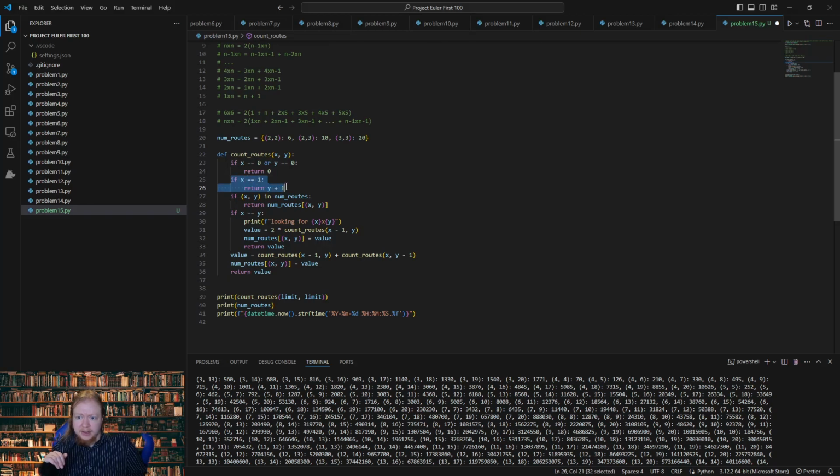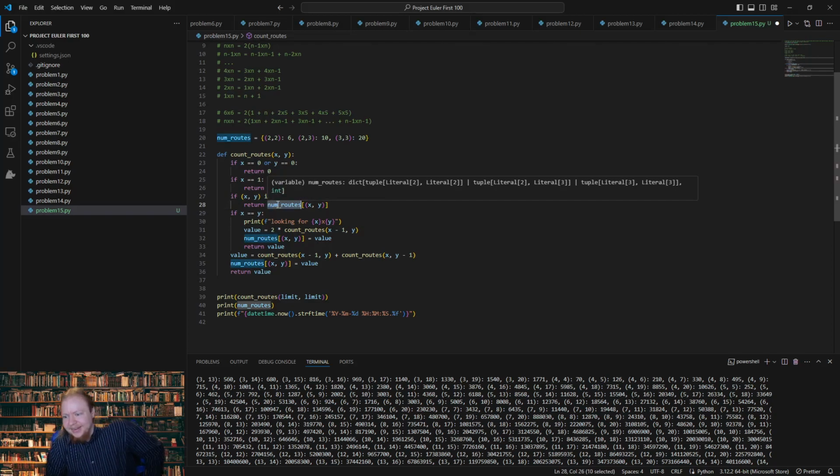And then if x is equal to 1, then we know that's y plus 1, because that's like our 1 by n case. If we've already calculated this combination, let's just not calculate it again. Just in case, it might be large calculations. Make our lives a little more efficient, please. And this print statement isn't really necessary, but it makes me feel better.